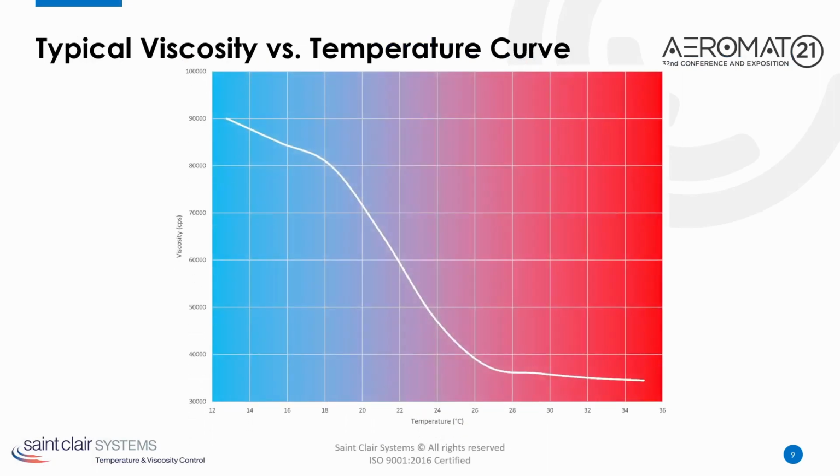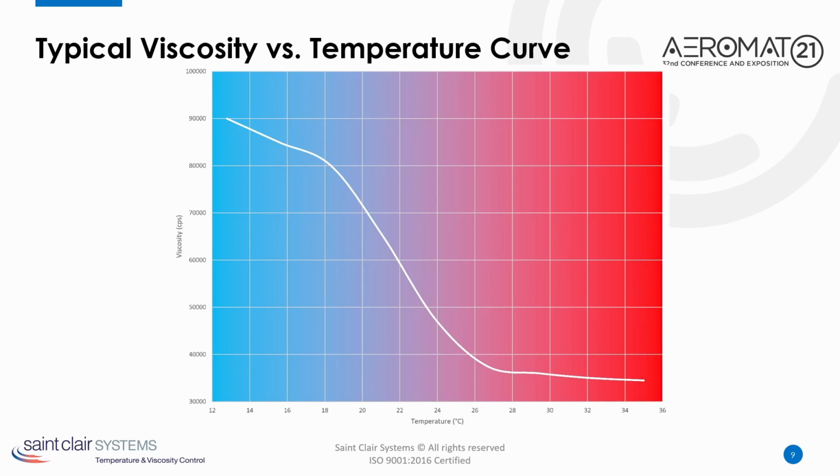Here's a viscosity versus temperature curve for a typical sealer or adhesive. While paint curves generally run in the range of 50 to 350 centipoise, sealers and adhesives run orders of magnitude higher, often falling into the range from 30,000 to more than 1 million centipoise.